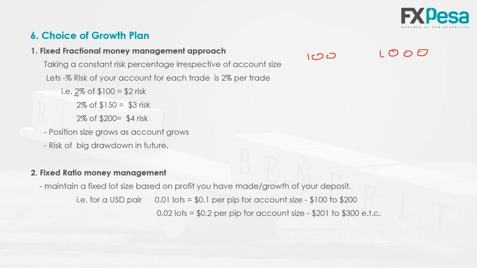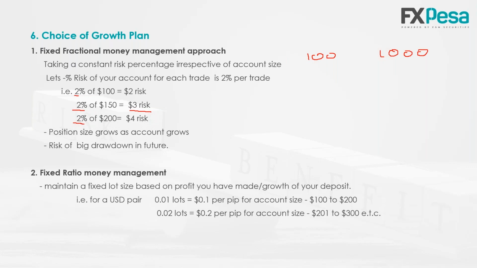So what it means is that, for example, if you're risking 2% per trade, then 2% risk of $100 is a $2 risk. 2% of 150 is going to be a $3 risk. If your money grows to 200, you're still maintaining 2% risk. So you maintain that constant risk for your account. Of course, you know how much you're targeting.